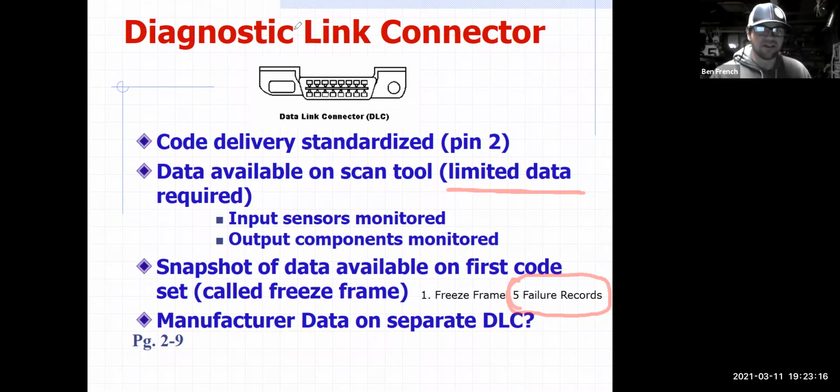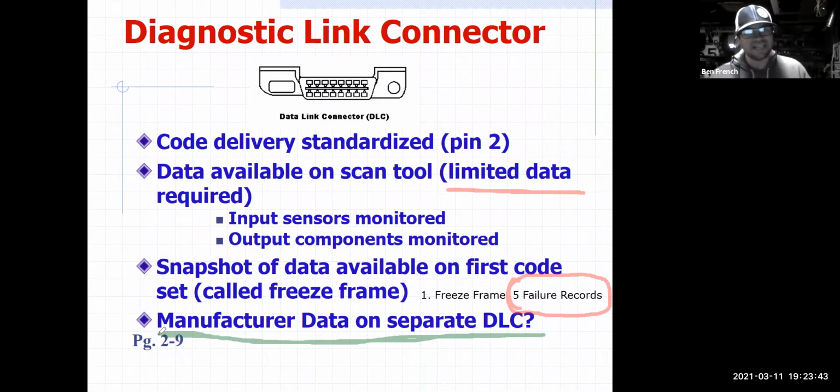This slide also talks about, hey, maybe there's manufacturer data on a separate data link connector. And early on with OBD2, manufacturers like BMW and Toyota and a few others did this. They had a separate diagnostic connector under the hood or in other spots where that's where you hooked up the factory tool to get the data.